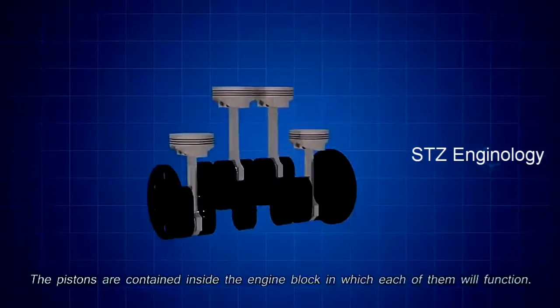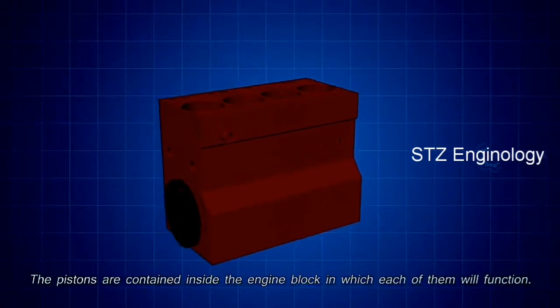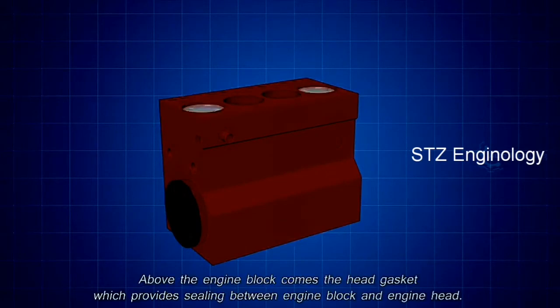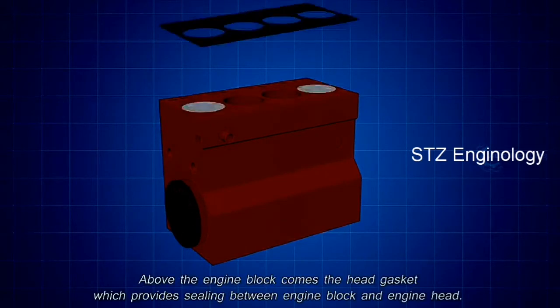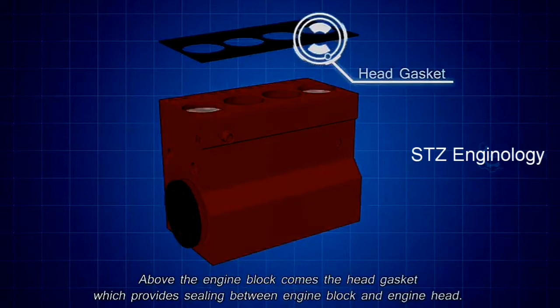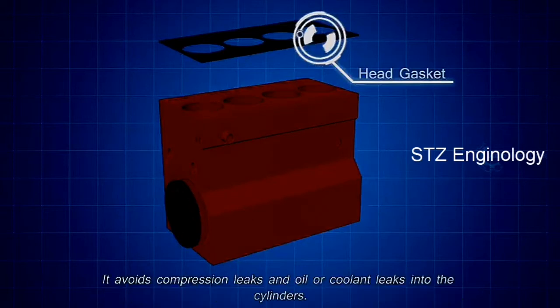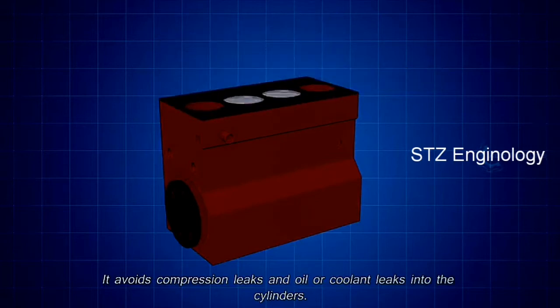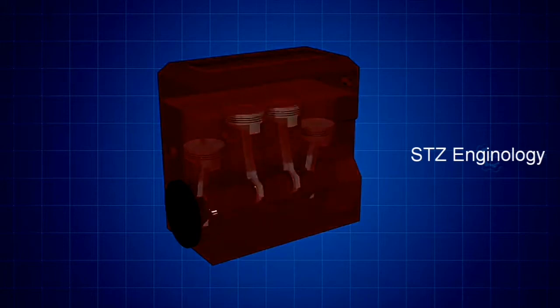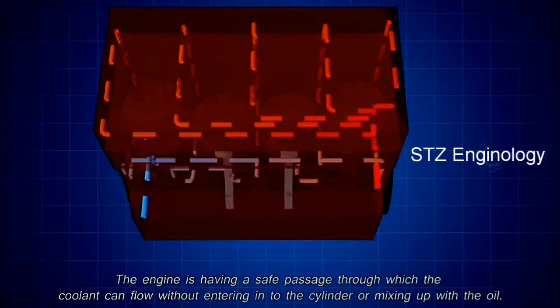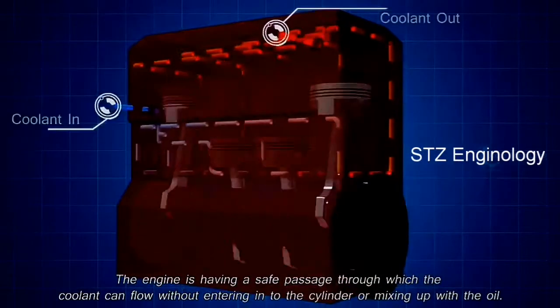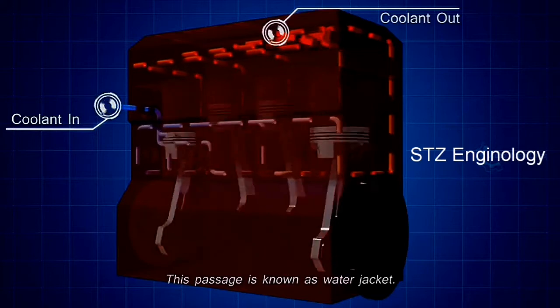Now, let's see how these parts work together. The pistons are contained inside the engine block, in which each of them will function. Above the engine block comes the head gasket, which provides sealing between engine block and engine head. It avoids compression leaks and oil or coolant leaks into the cylinders. Above that comes the engine head. The engine has a safe passage through which the coolant can flow without entering into the cylinder or mixing up with the oil. This passage is known as water jacket.